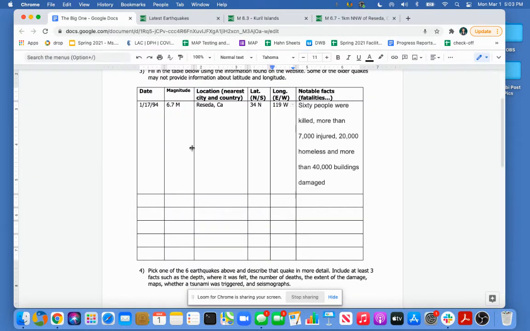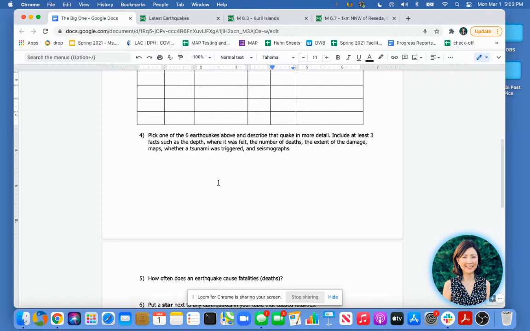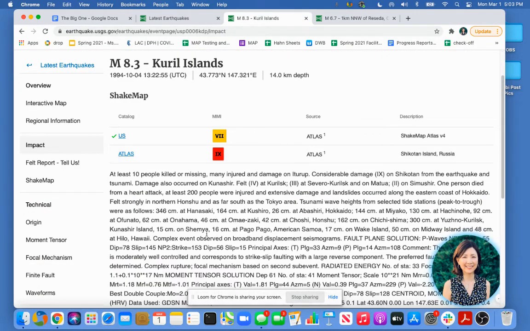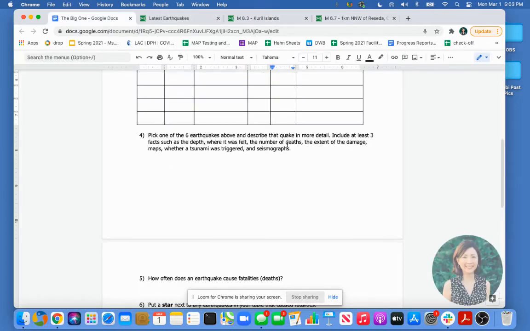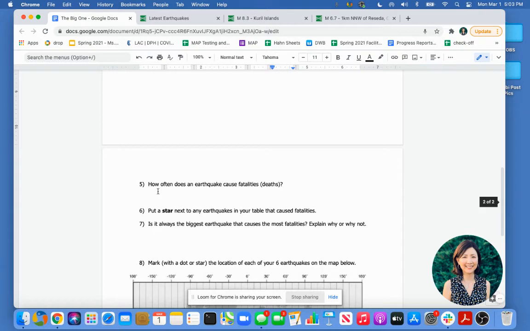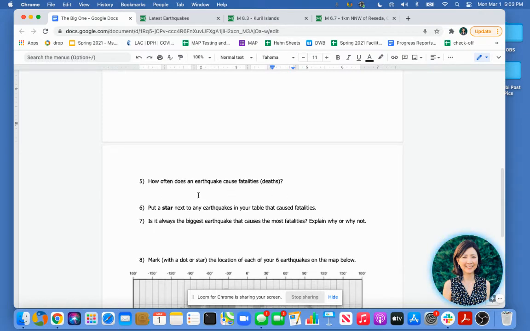So you're going to go ahead and pick 6 earthquakes, and then you're going to choose one of the 6 and describe it in more detail. Okay, so I might pick this one, the one in the Kuril Islands, and explain it more. Or if you want to do the Northridge one, you can give a little more information. You can answer these questions.